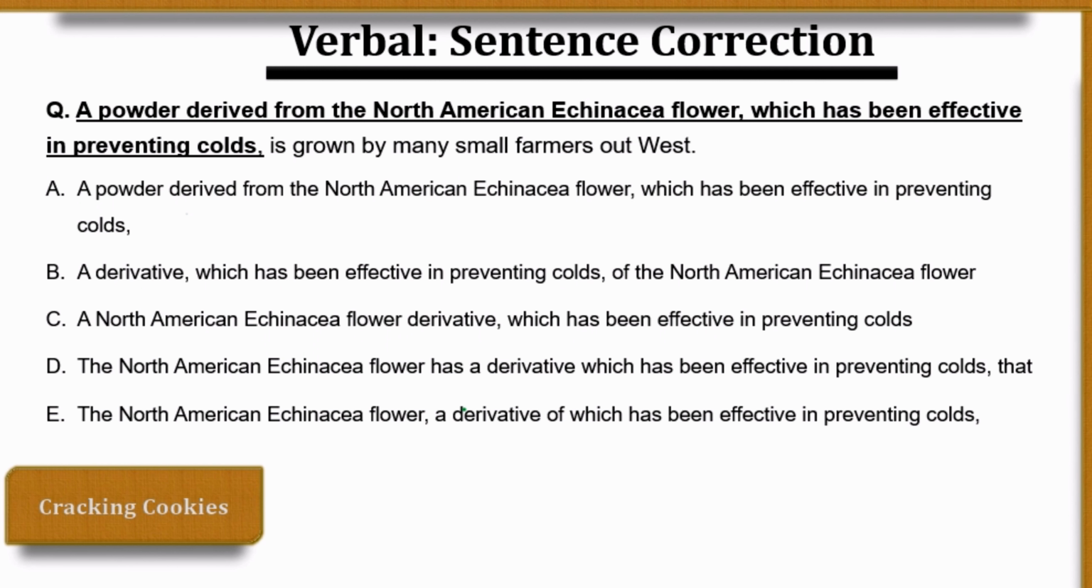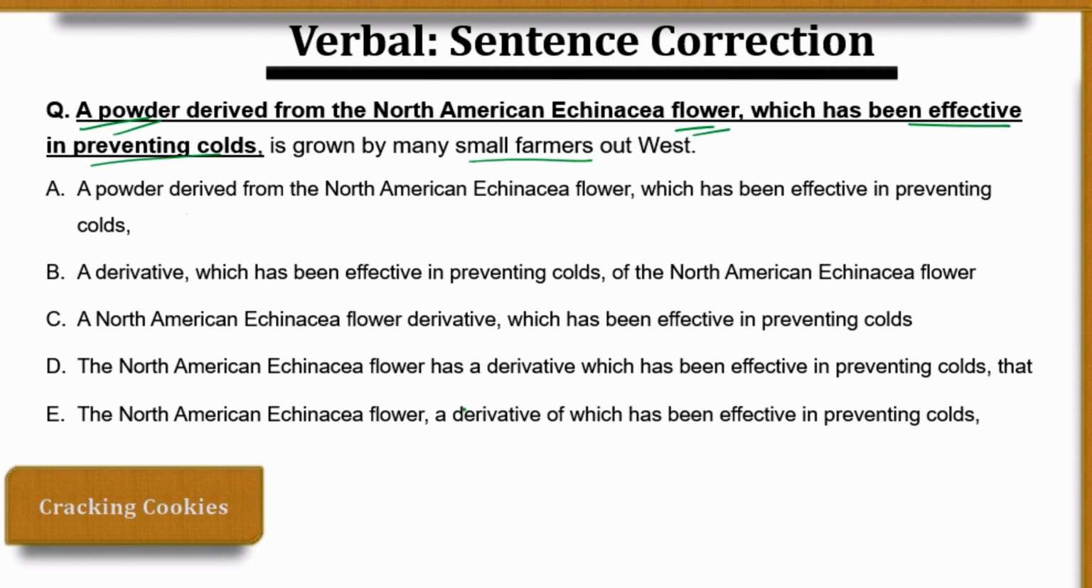So before going to check the options, we initially analyze the question where the problem may exist. So we will then get a clue to check the options. That's okay. So the thing is, there is a message that a powder which is derived from a flower, and that powder is effective in preventing colds, and it says that it is grown by many small farmers out west.